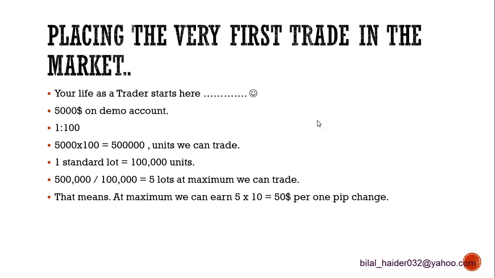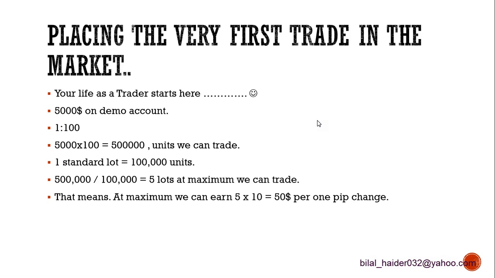So if we divide our investment in units by one standard lot in units, we get 5 lots at maximum that we can trade with 5,000 bucks. That means we can open a trade with 5 lots with a $5,000 investment, and we can earn 50 bucks per one pip change. I hope you're understanding it. If the market goes in our favor about 100 pips, we can earn 5,000 bucks profit.